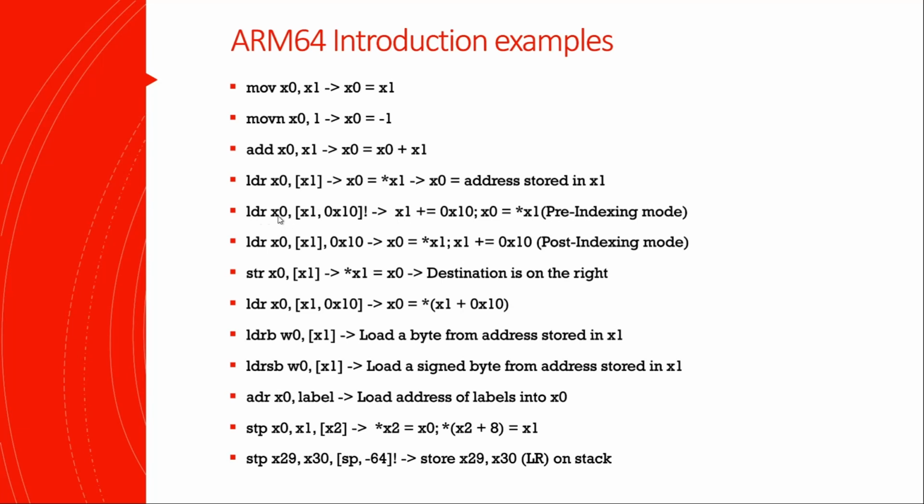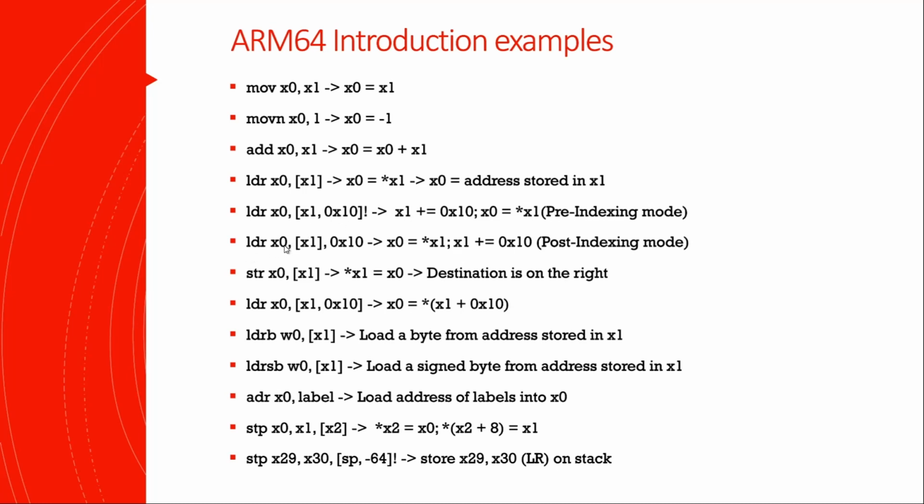Then we have LDR x0 comma x1 comma 0x10. This is basically indexing mode, and similar kind of instruction you will see if you write an array or something. So for indexing this is used. So what will happen here, the value of x1 will be added by 10, and whatever the result, that will be your memory address, and the value that is present on that memory address will be stored into x0 register.